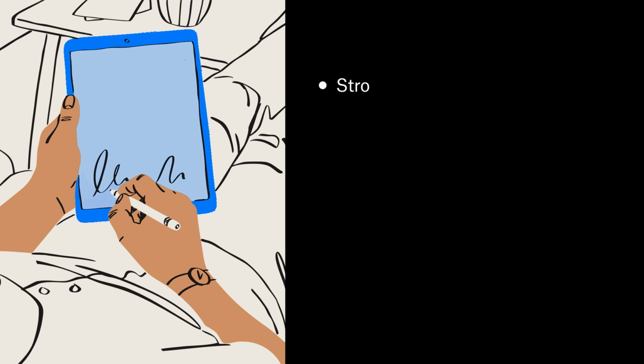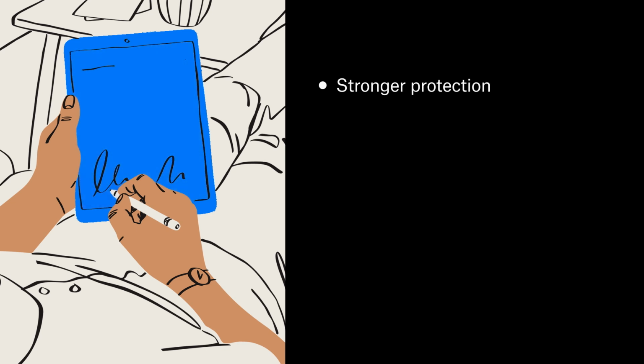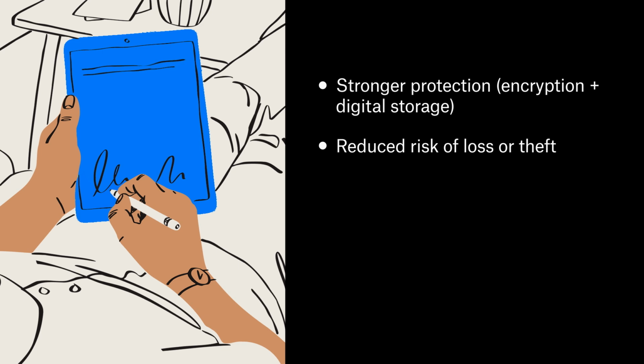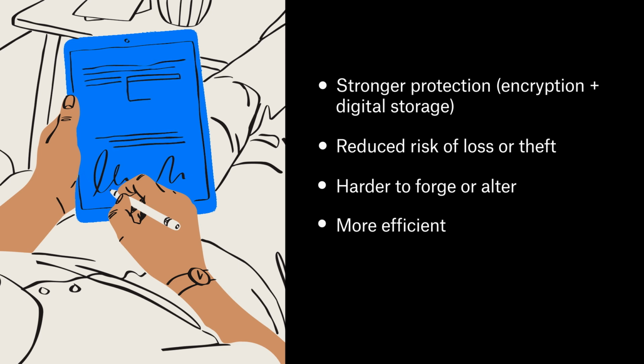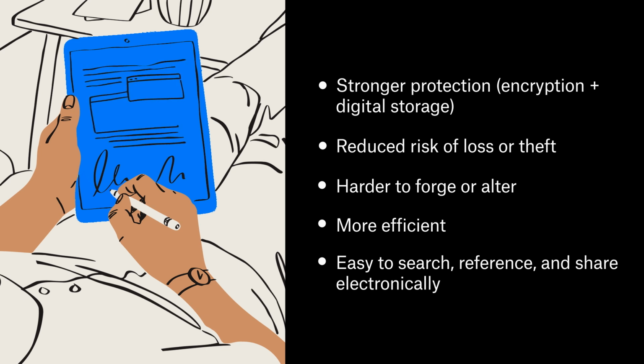Digital signatures offer stronger protection thanks to encryption and digital storage and reduce the risk of loss or theft. They're also harder to forge or alter thanks to the data captured during signing. Plus, they're more efficient. People can sign from anywhere and staff don't have to deal with filing and storing any paperwork. Once the documents are signed, they're easy to search, reference, and share electronically.